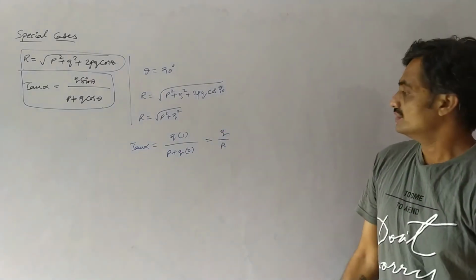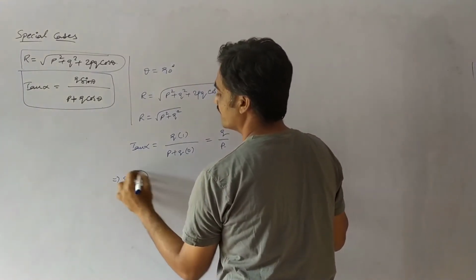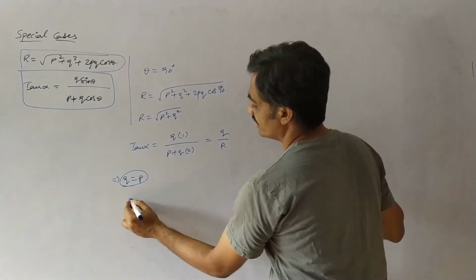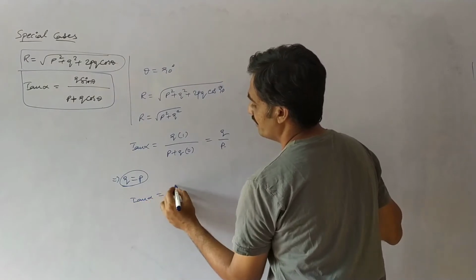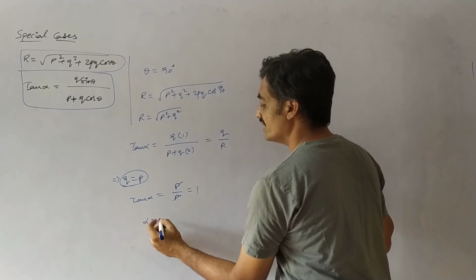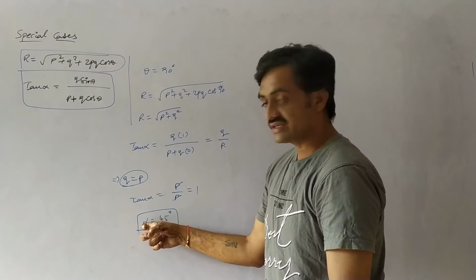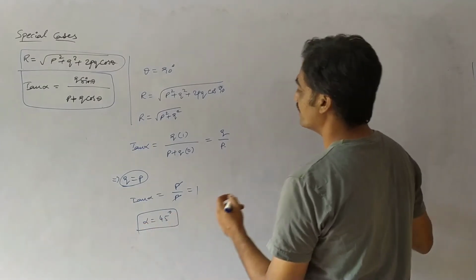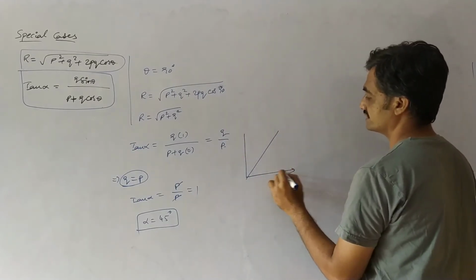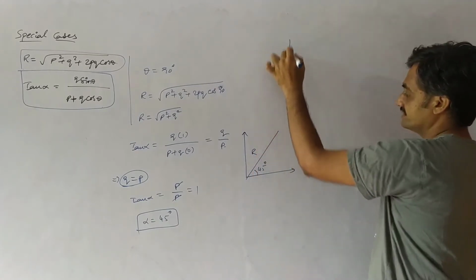Let us consider that both the vectors have equal magnitude. Then we have tan alpha equals p by p. P and p get cancelled, we have 1. And we know that tan gives 1 when alpha equals 45 degrees. Means the angle between the vector and resultant is 45 degrees. Means the two vectors are perpendicular to one another like this, and here the resultant makes an angle of 45 degrees.